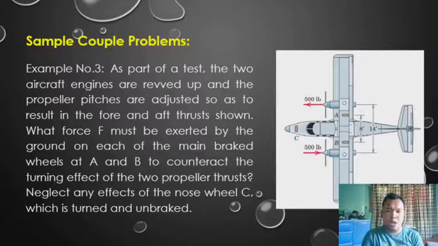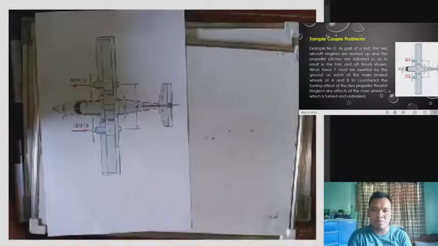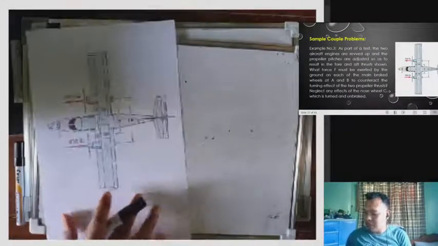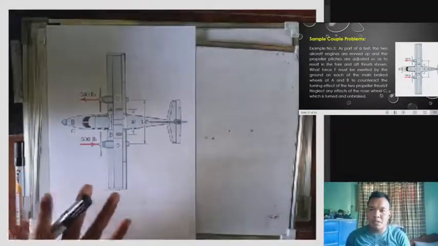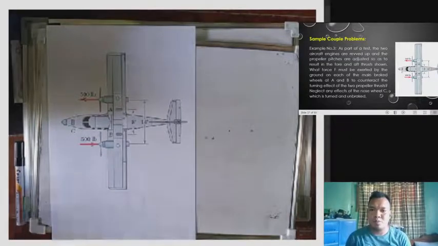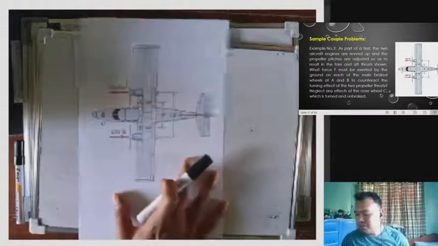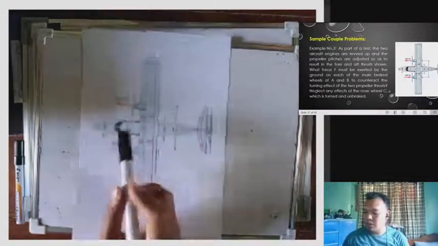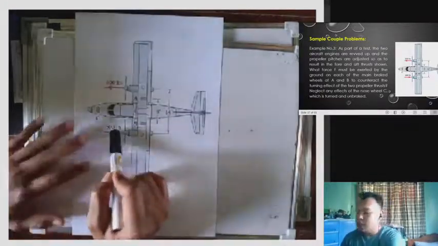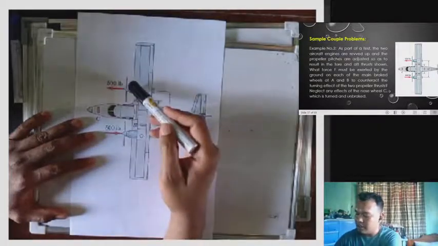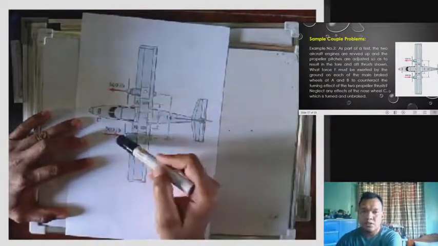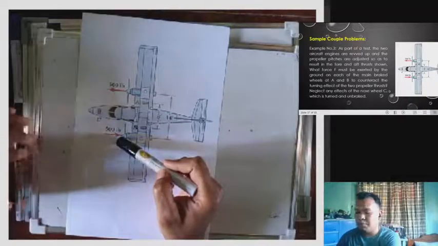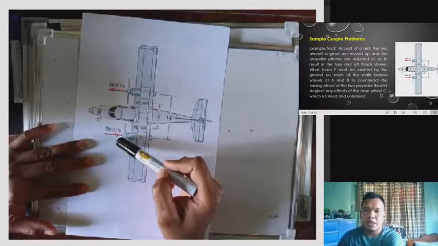So, pagbasa pa lang ng problem, ang haba na, di ba? Pero huwag kayo madi-discourage kapag mga ganyan yung mga questions, no? Kasi minsan, yung sobrang habang problem, maliit na naman yung solution na kailangan ibigay, no? So, we have here yung airplane na may 500 pounds daw na force na nandito na nakalagay sa LEC, no? So, pinapahanap kumbaga yung force na i-exert.